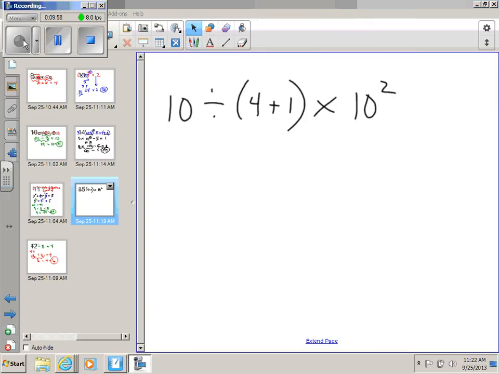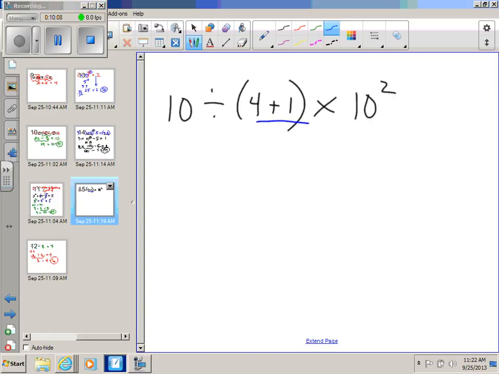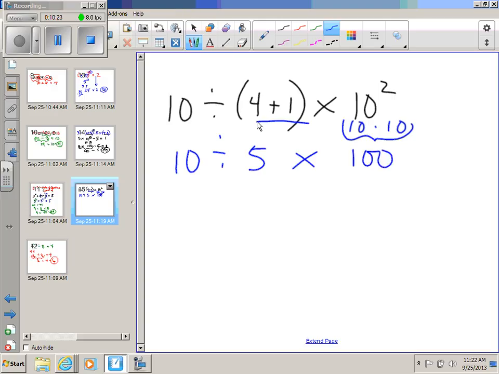First thing is what? The parentheses, right? Good. So 10 divided by, what is 4 plus 1, Kayla? Times 10 squared is really what? Right, it's really 10 times 10, which makes it 100.